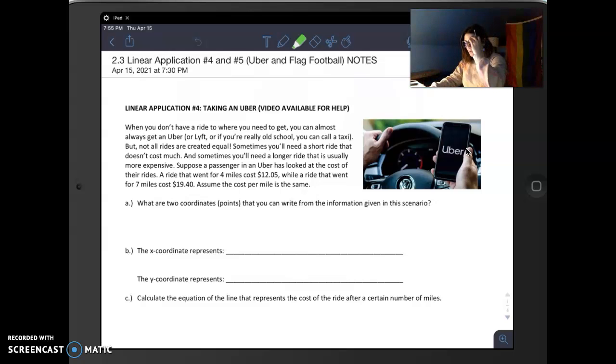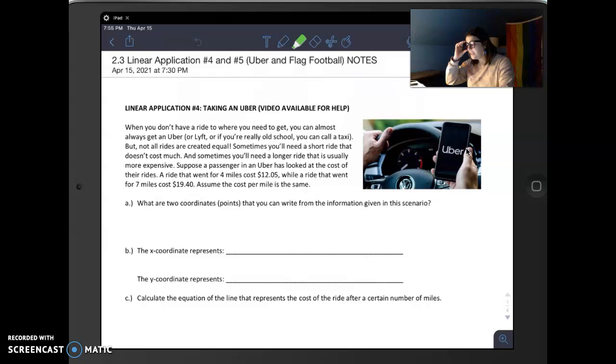All right, so we're on number 4. We are going to look through a problem about an Uber, something we can all kind of relate to. When you don't have a ride and you need to get somewhere, you can almost always get an Uber or Lyft or a taxi. But not all rides are created equal. Sometimes you need a short ride. It doesn't cost a lot. Sometimes you need a longer ride and usually more expensive.